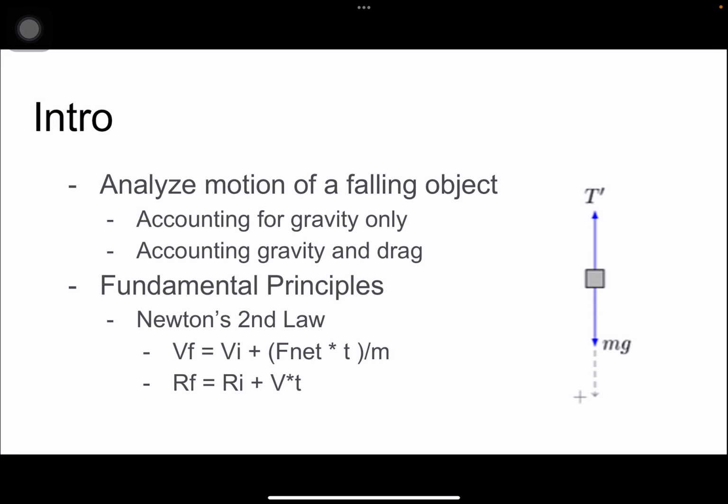So in this lab, we analyze the motion of a falling object, and in one part we only account for gravity, and in another part we account for drag. And we do this using Newton's second law with the velocity update and position update formula.